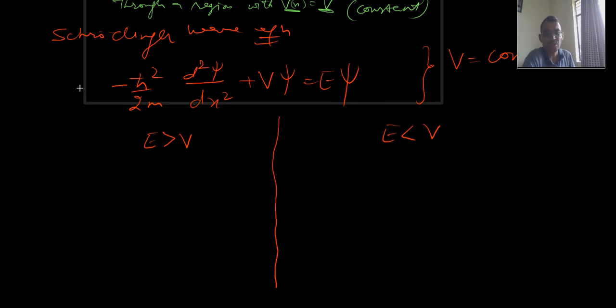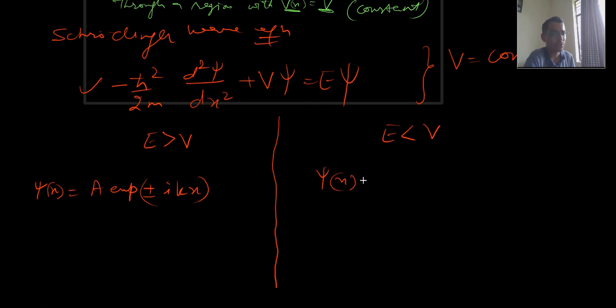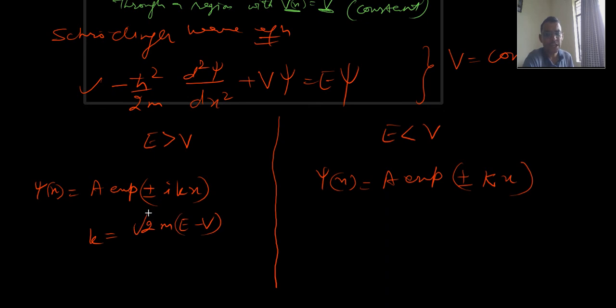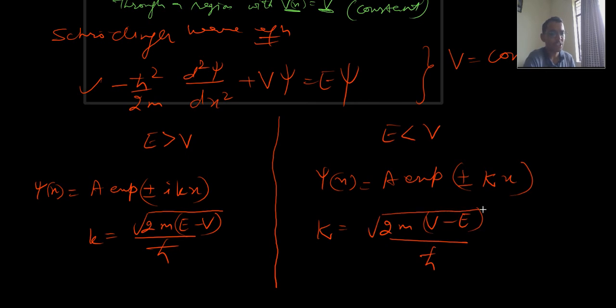So if we solve Schrodinger wave equation for this, then the wave function which we are getting is an exponential of plus minus i k x. And for the other case, the wave function comes out to be psi x is equal to A exponential plus minus kappa x. Here the value of k is equal to the root of 2m(E minus V) upon h cross, and the value of kappa is equal to the root of 2m(V minus E) divided by h cross.